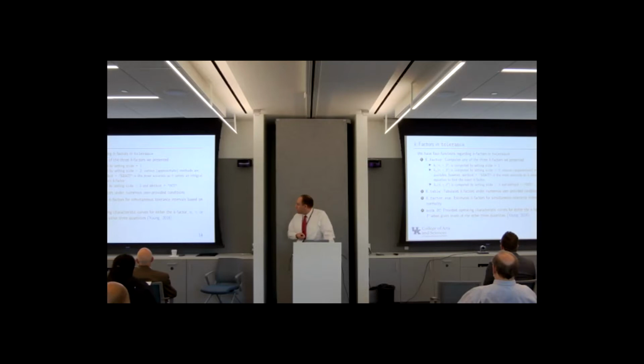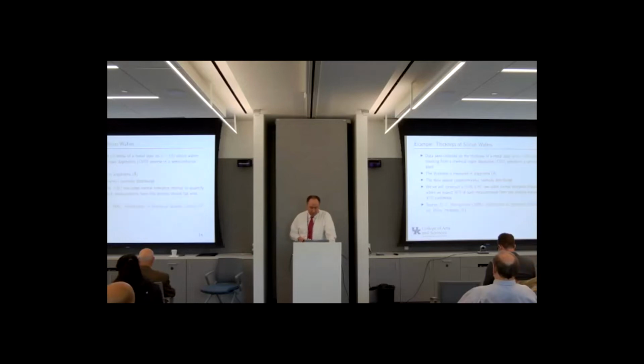I also have this function there that tabulates them under numerous user-provided conditions. I also have one that estimates K factors for simultaneous tolerance intervals based on normality. And I had already alluded to an operating characteristic curve regarding K factors, and that can be done through the norm.oc function.